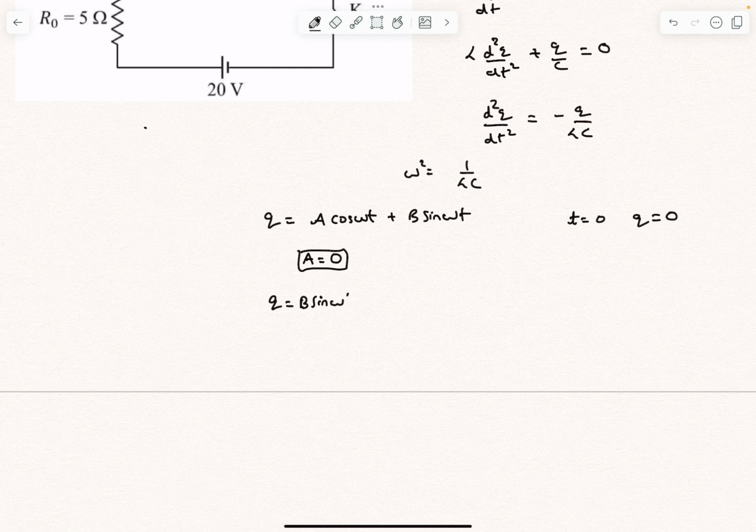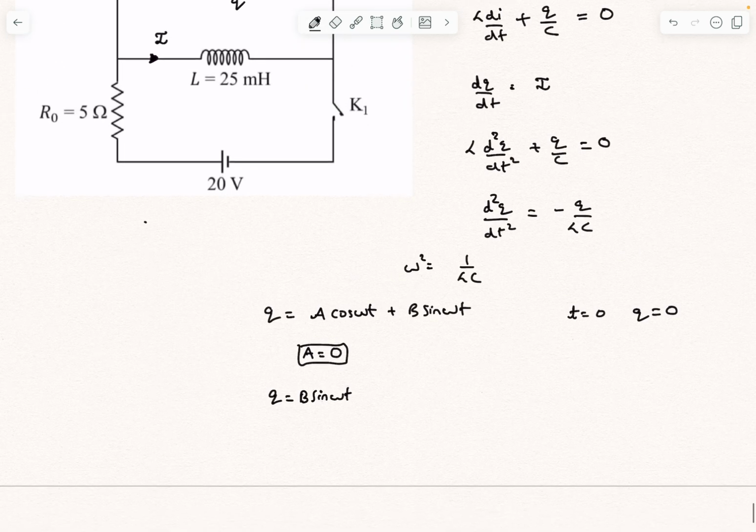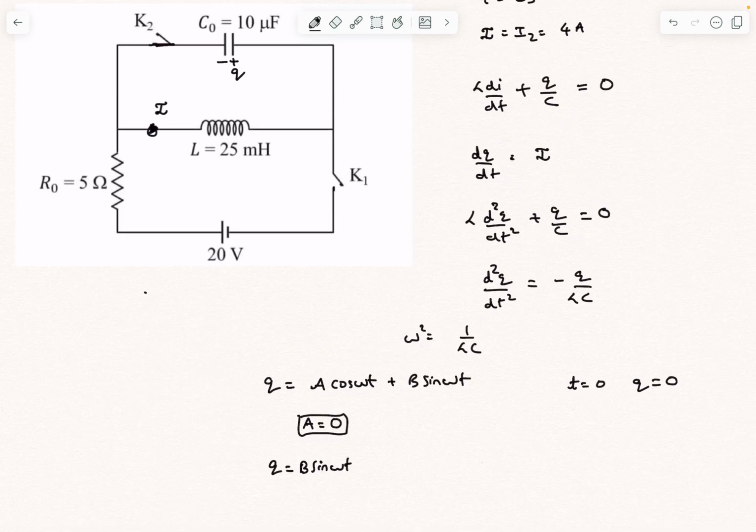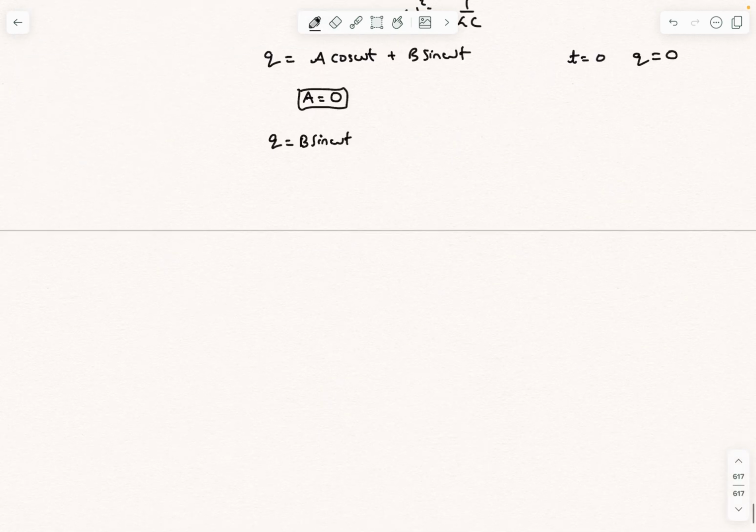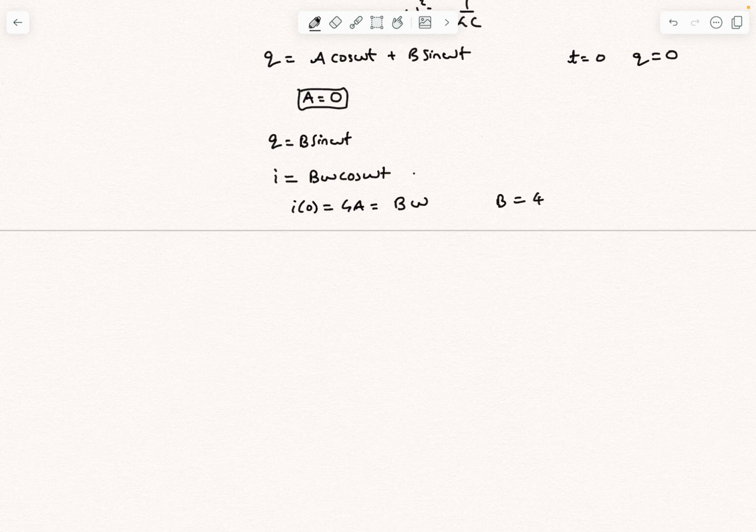So now how do I determine b? For determining b, what we can do is relate it to the current. So we know at time t equal to 0, the current in the circuit is 4 amperes, right? So the derivative of this, dq by dt, is b omega cos omega t. So if I put t equal to 0 here, it will be b omega. So the value of b is nothing but 4 divided by omega. So finally our charge as a function of time turns out to be 4 by omega sin of omega t.